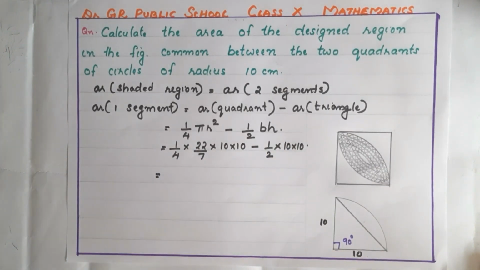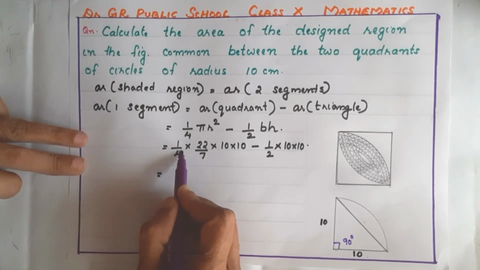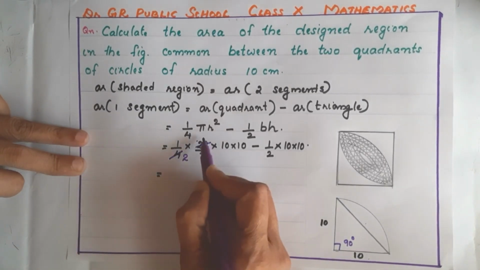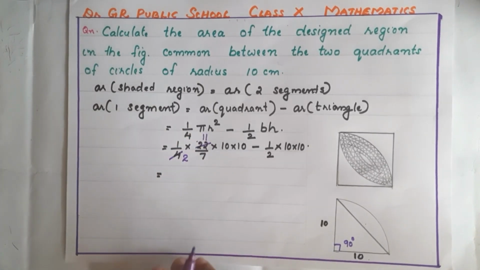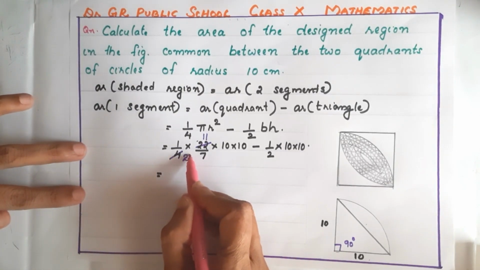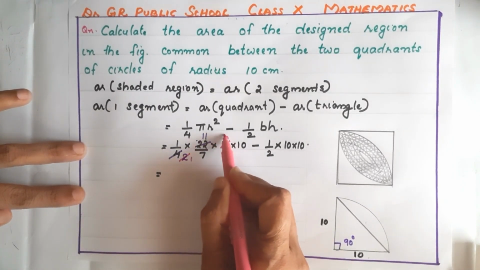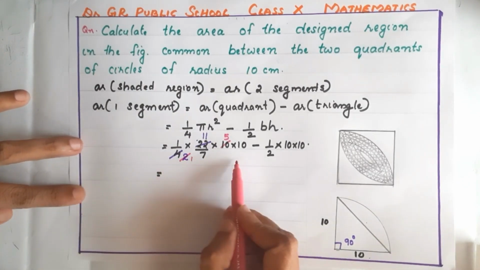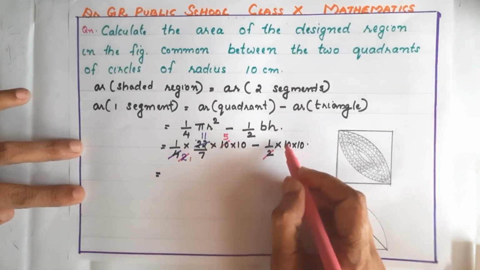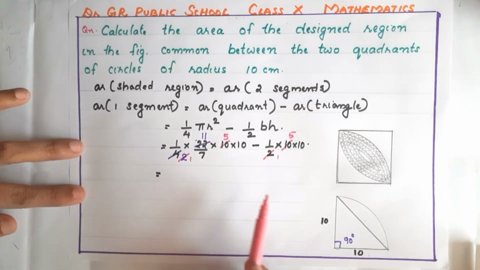Now let us do the simplification. We can cancel 4 and 22: 2 here, 11. Can we do more cancellation? Yes, this 2 and 10 are both divisible by 2. So here 1, here 5. This is one term. Here we have another term, and here also we can do the cancellation. 2 and 10 we can cancel: 5, 1.